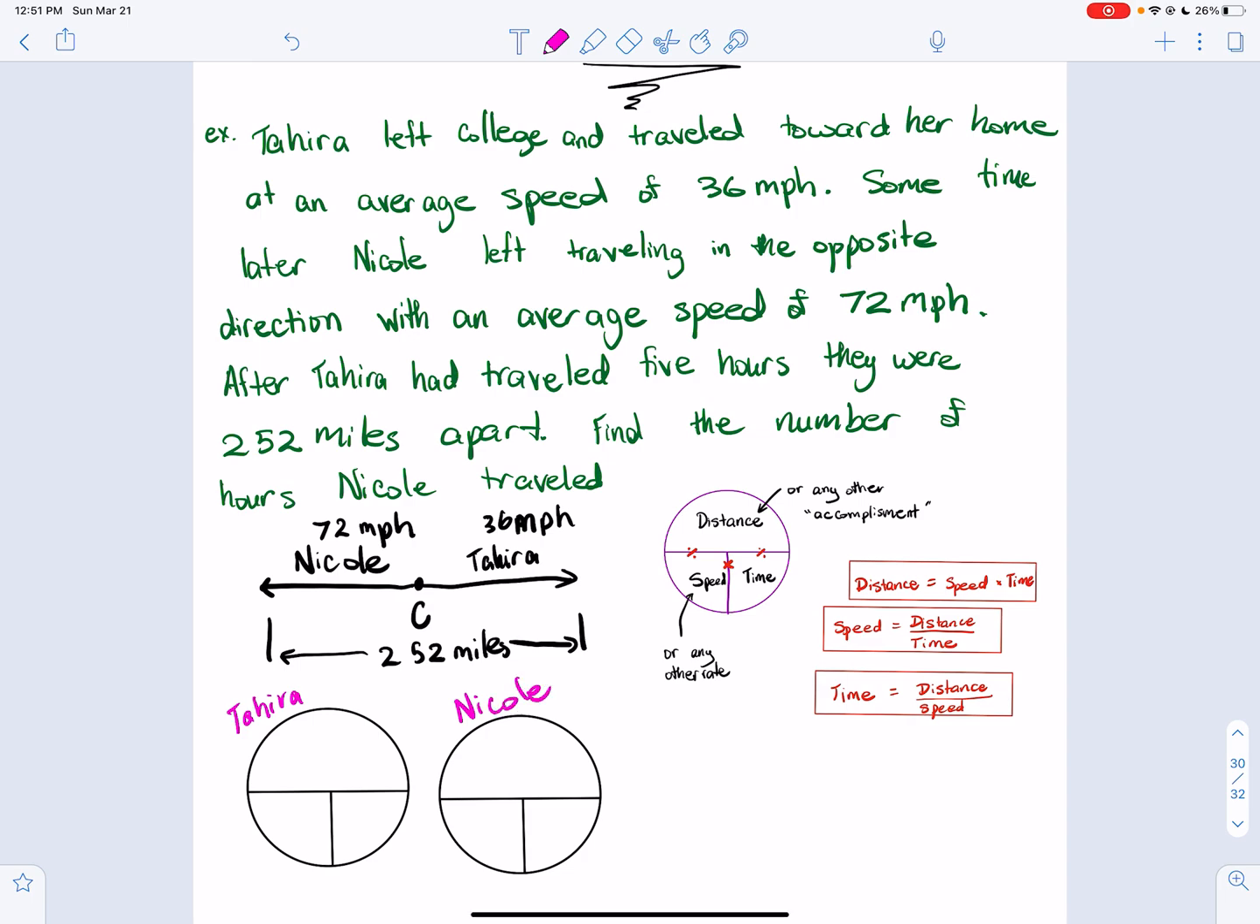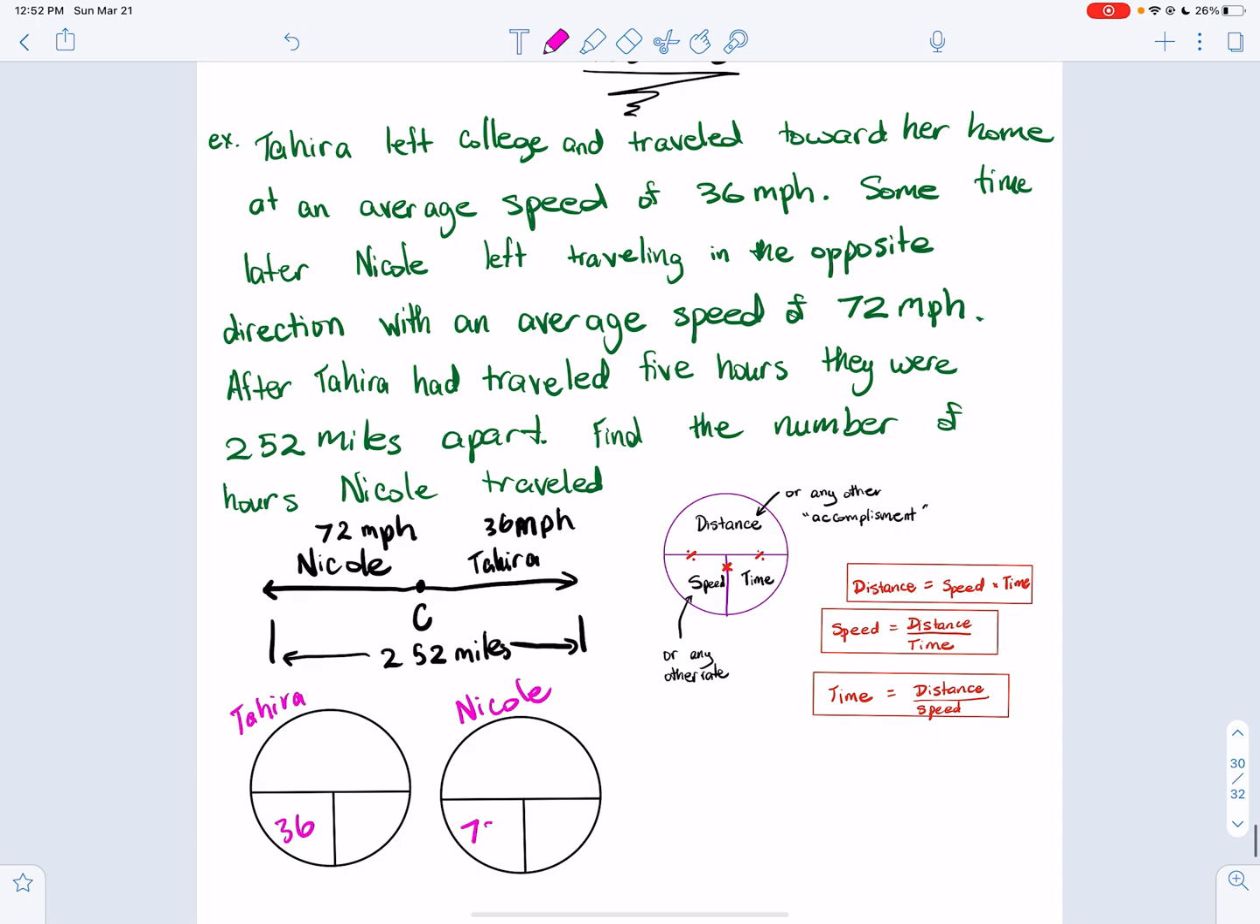Okay, so what Tara did is she had a speed, as you can see, of 36 miles per hour. So I'm going to go ahead and put her speed right here where the speed goes, 36 miles per hour. All right, I'm going to go ahead and do the same thing for Nicole. Her speed was 72 miles per hour, so we can fill it in here in the speed section, 72 miles per hour. Now, we also know a little bit more, or do we?